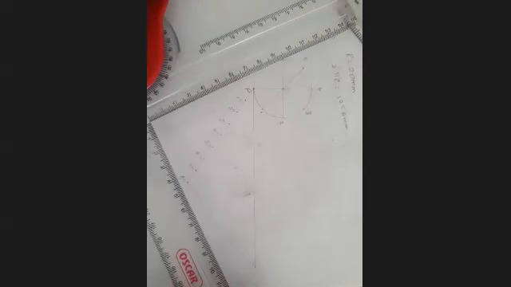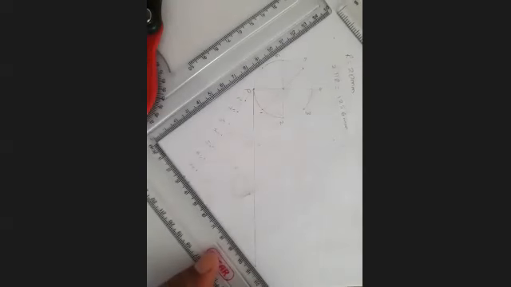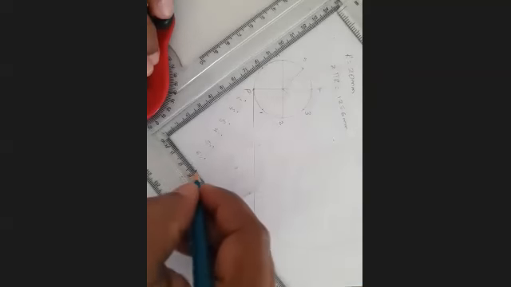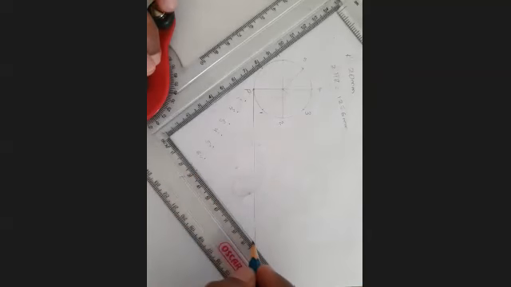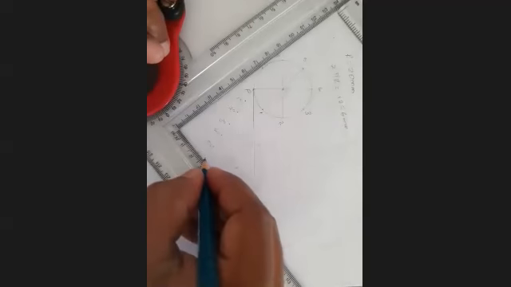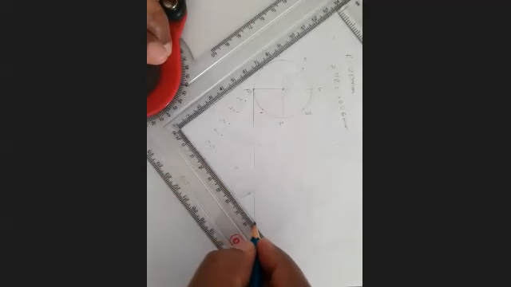Okay, done. Right. So now what you do? You take your drafter scale and align it to this last inclined line like this. Fix your knob and move to the 7. Draw a parallel line from that. Next 6. Draw the parallel line.